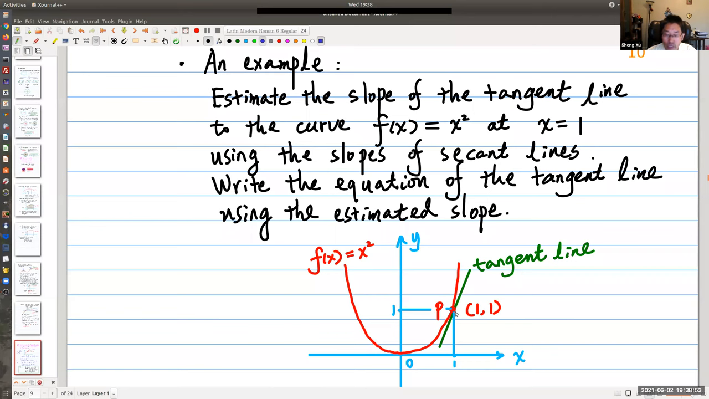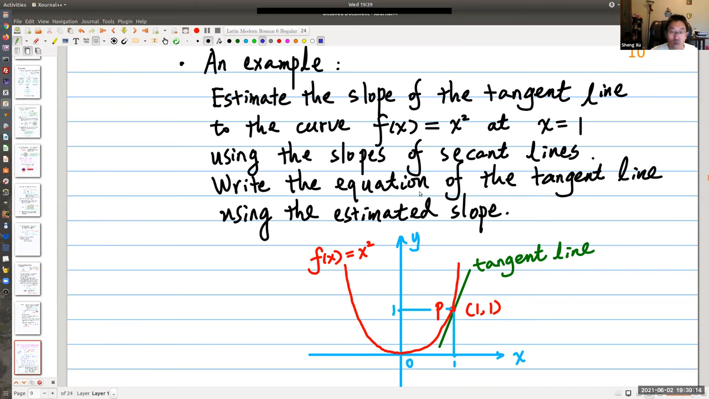I want to find the equation of the tangent line to this parabola at one point on that parabola. That point is point P. Coordinates are (1, 1), right? 1 squared is equal to 1, so (1, 1), this point. So how can you write down the equation for this tangent line?